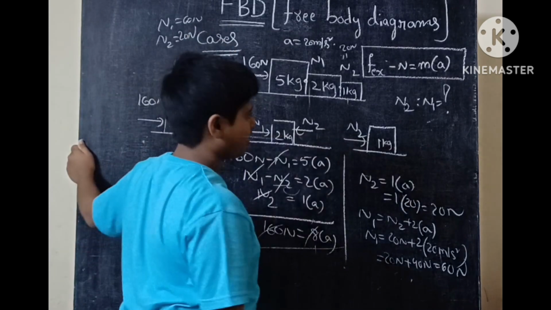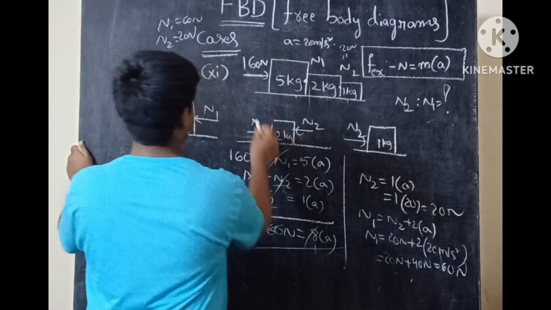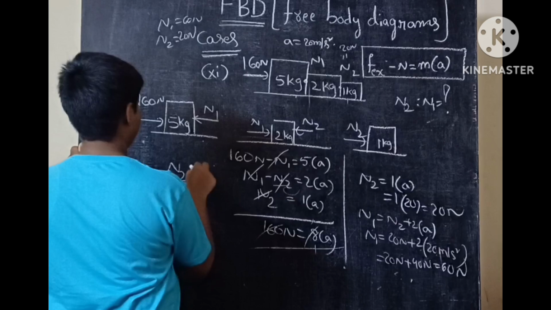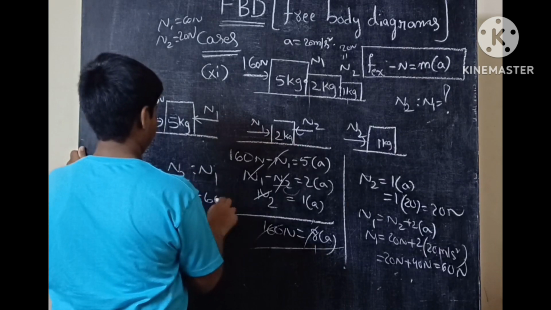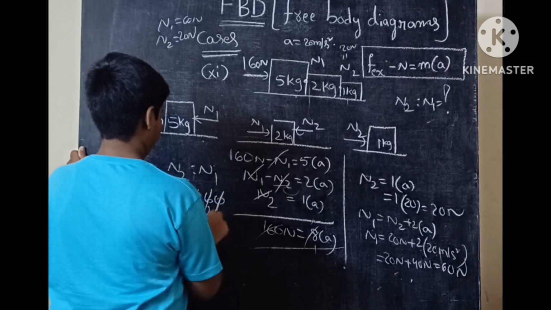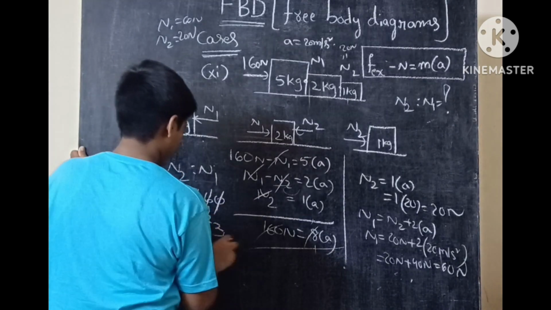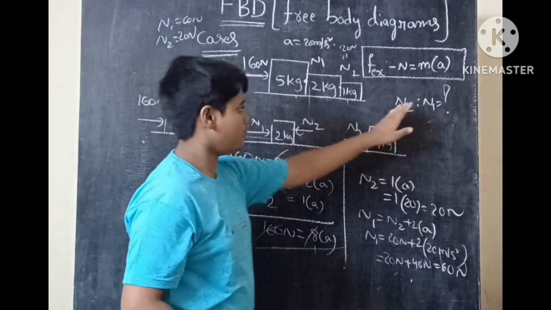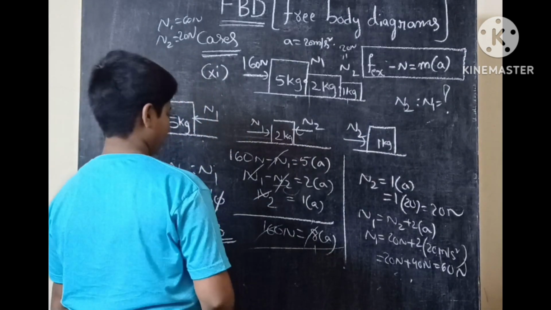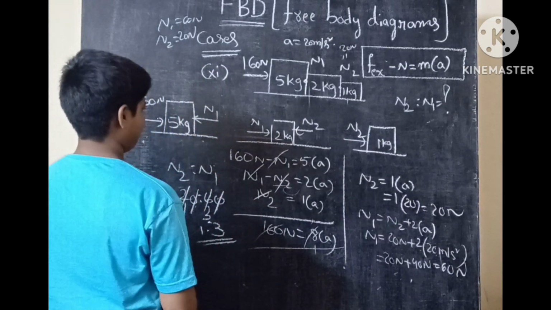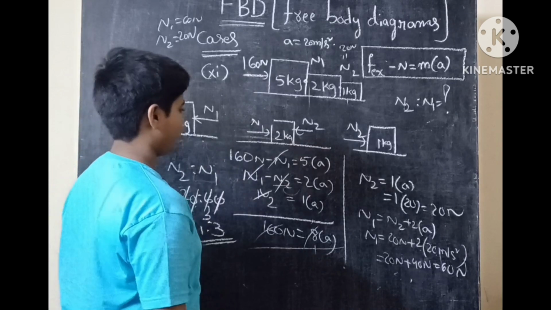So what is the ratio between N2 and N1? N2 to N1 means 20 to 60. 20 ones are 20, 20 threes are 60, so 1 is to 3. So this is the ratio between N2 and N1. Okay, so this is the 11th case.